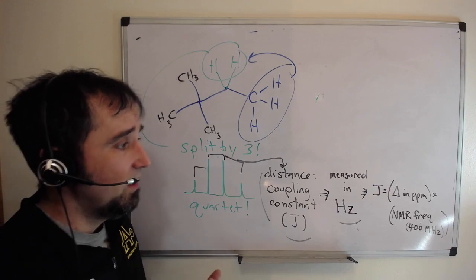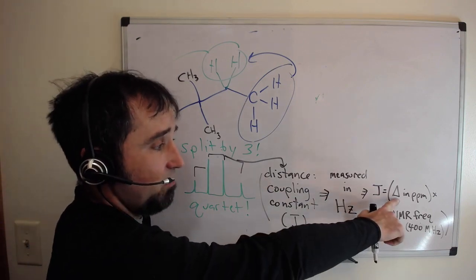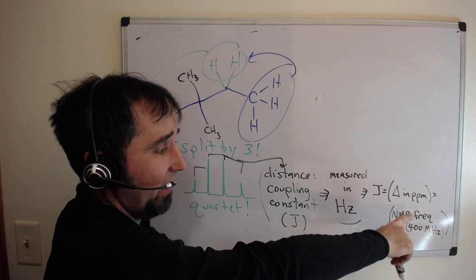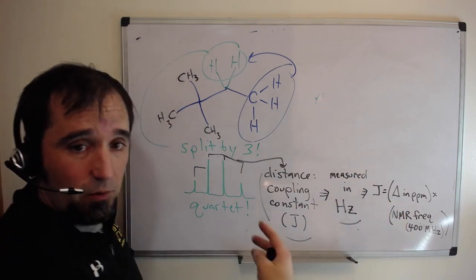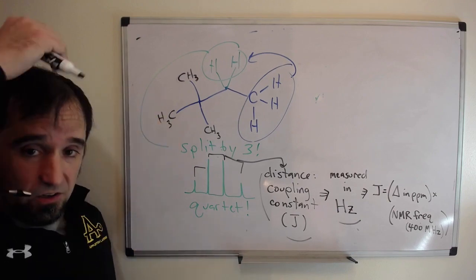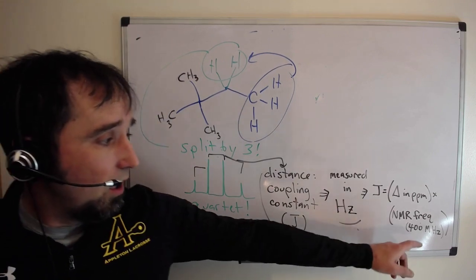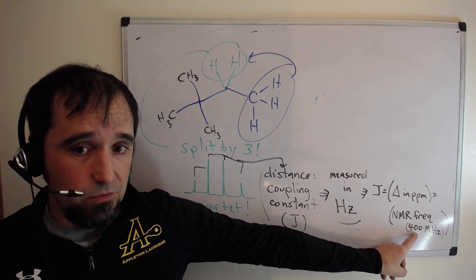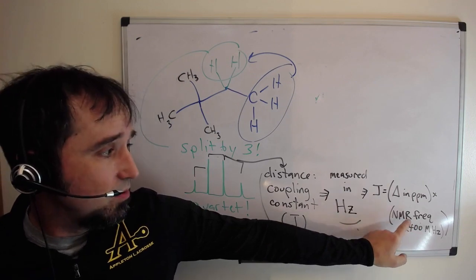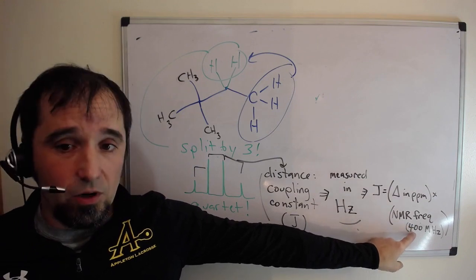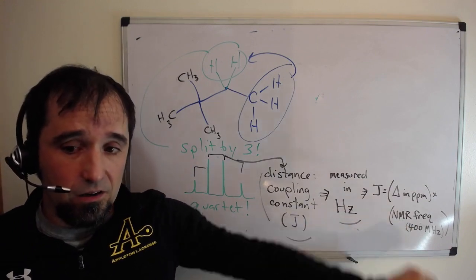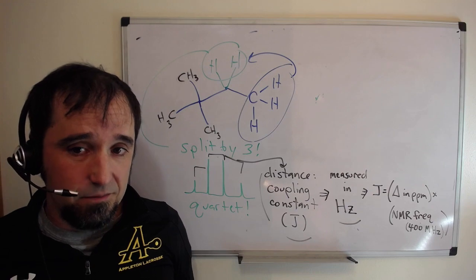All we need to do is take the difference in ppm and multiply it by our NMR frequency. That's going to depend on what magnet you use. Here at Lawrence, our NMR is a 400 megahertz instrument. So whatever distance we measure between the peaks in ppm, we multiply by 400, and that is our coupling constant.